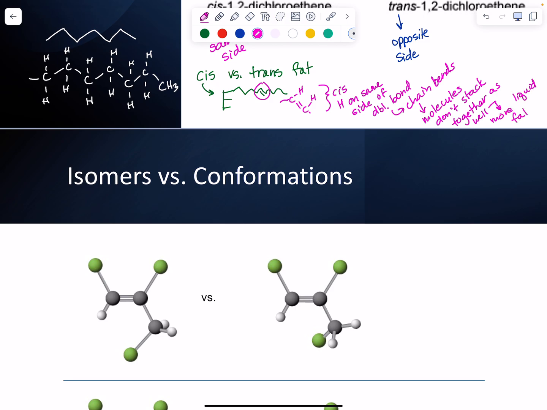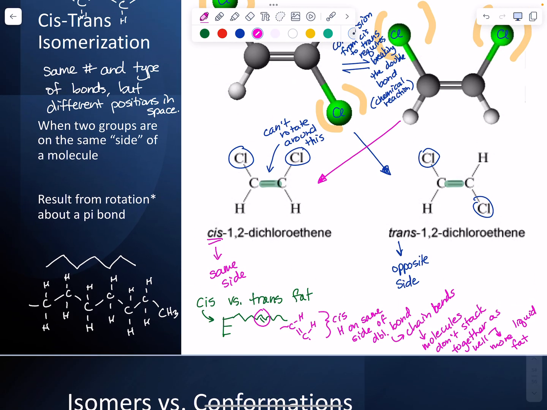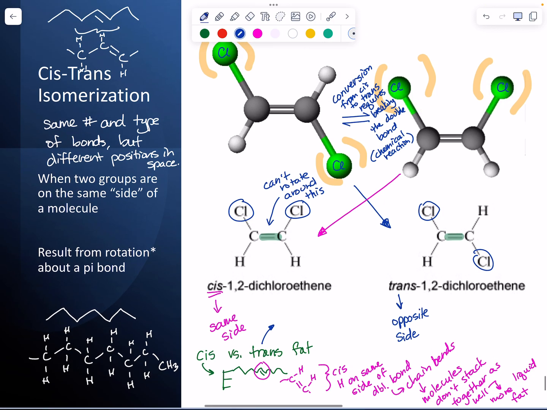Okay? Now, a trans fat. A trans fat is going to have the hydrogens on opposite sides, like the example with the dichloroethene right there. So the hydrogens are on opposite sides, so they don't cause the chain to bend. Molecules can pack closer together, and you get a more solid fat.